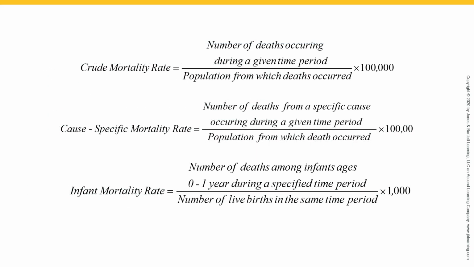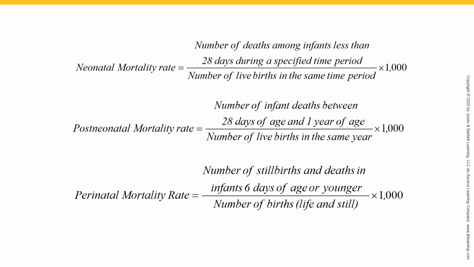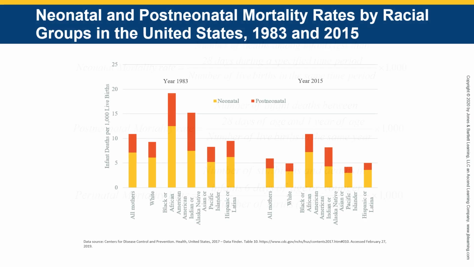And this is how they come up with the death rates: a crude mortality rate, a cause-specific rate, and an infant mortality rate. It's all this dividing and multiplying by 1,000. Here's some more: neonatal mortality, post-neonatal mortality, and that is 28 days of age to 1 year. Perinatal mortality, these are infants 6 days of age or younger. They have different phrases for the different ages of the infant.